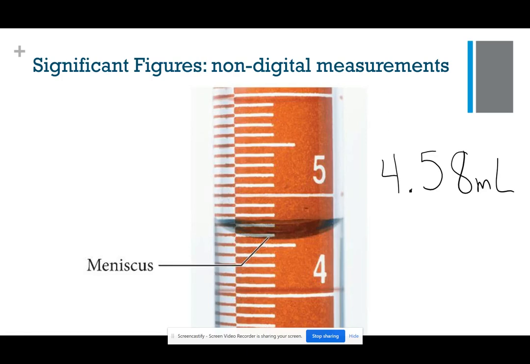Somebody else may write down 4.59. Somebody else may write down 4.55. So that last digit is a little bit subjective. It is an estimated digit, so it may vary from student to student. How many significant figures did this instrument give me? This instrument gave me 3 significant figures.